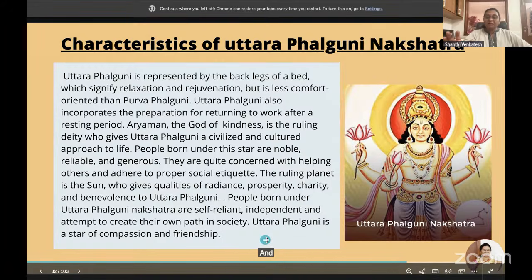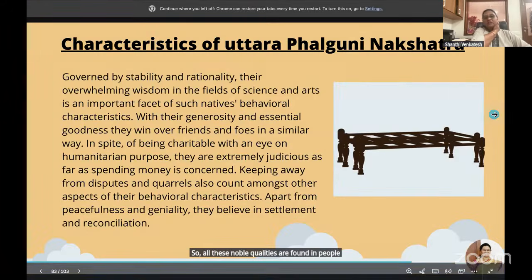And the ruling planet for Uttara Nakshatra is the sun. The sun gives them qualities such as prosperity, charity, and radiance, that is the Tejas. They're blessed with a very benevolent nature. People born in this nakshatra are independent, and they like to create their own path in society. It's a star of kindness, companionship, friendship, compassion. All these noble qualities are found in people born in Uttara Nakshatra.